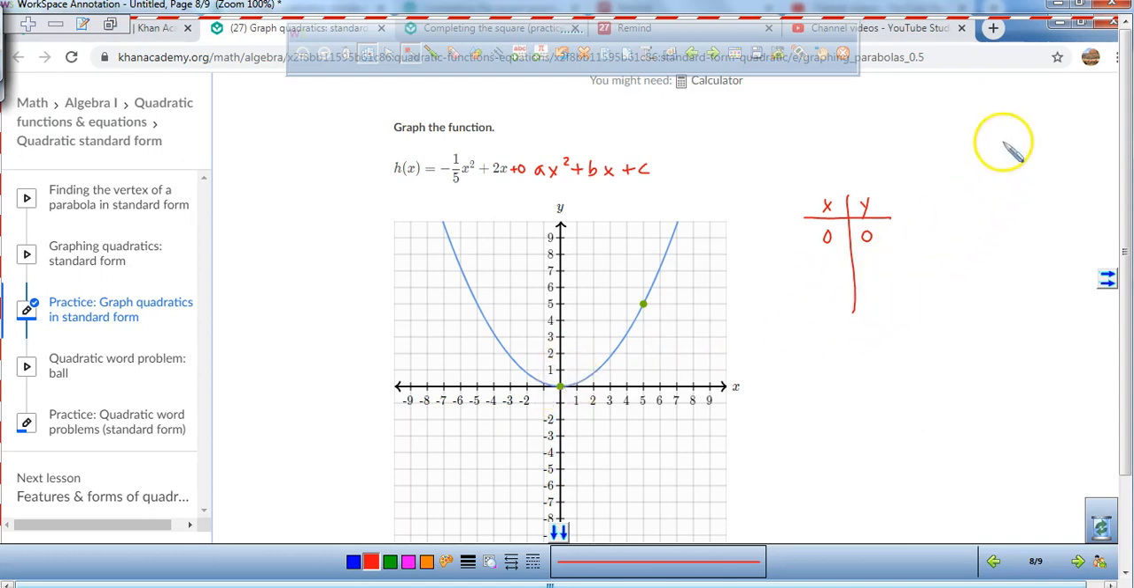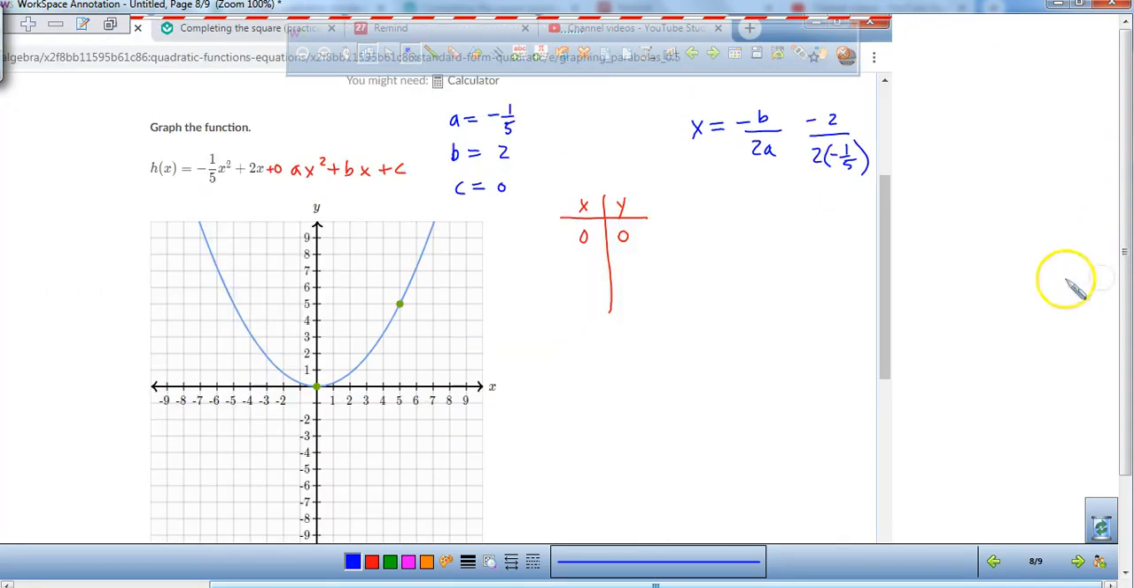The next thing we're going to do is find the axis of symmetry, which is x equals negative b over 2a. And once again, we have our a value, which happens to be negative 1/5. We have our b value, which happens to be the number 2, and our c value is 0. So we're going to plug these in. So negative 2 over 2 times our a value, which is negative 1/5.